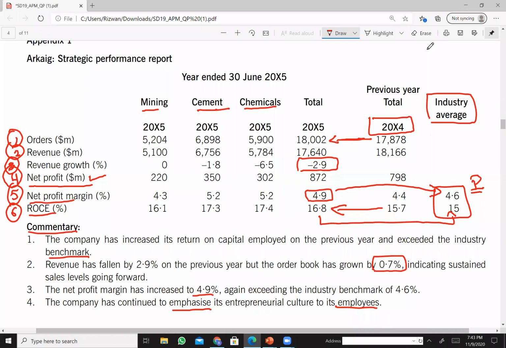That is, financial information is given to us. In absolute terms, net profit is given to us. We are given net profit margin. We are given return on capital employed. We can even compare with the industry average. So these are the positive things to write.